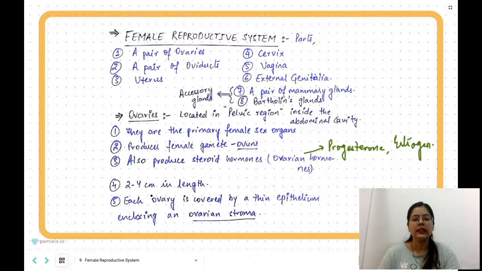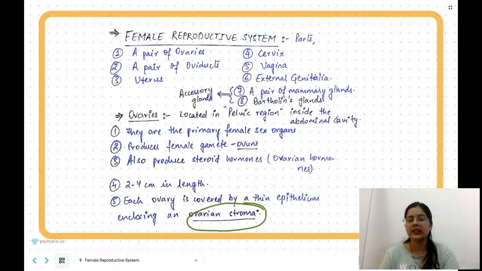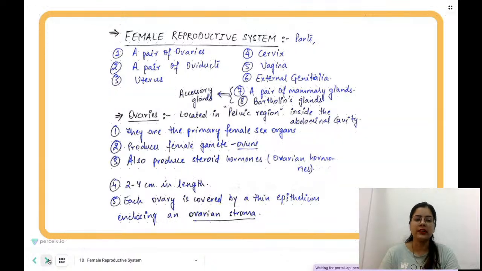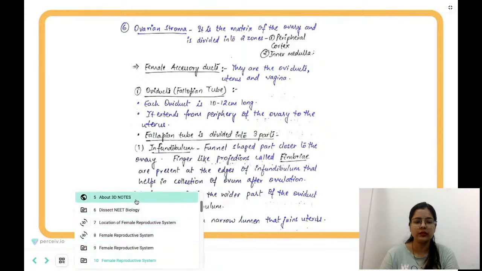Clear? Now, length is usually 2 to 4 centimeter, and each ovary is basically covered up by a thin epithelium, which is called as the ovarian stroma. So it is the covering which you can say over here is basically the ovarian stroma. Now, ovarian stroma has the presence of two parts. It is basically divided into two parts: the cortex and the medulla region, basically the peripheral cortex and the inner medulla part.